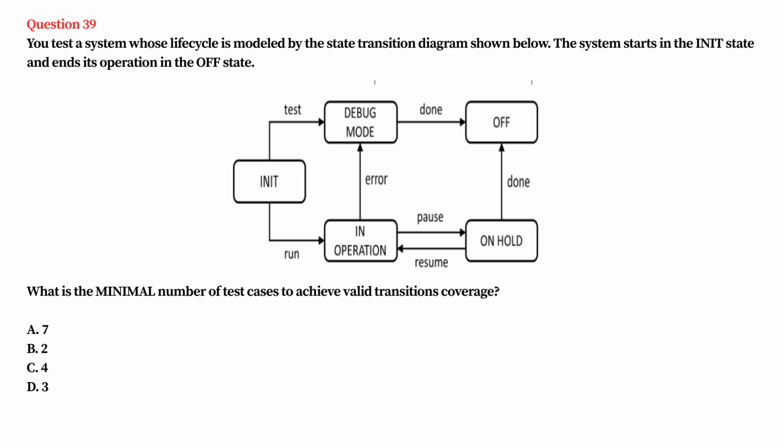Test and error transitions cannot occur in one test case, neither can both done transitions. This means we need at least 3 test cases to achieve transition coverage. For example, TC1: test, done. TC2: run, error, done. TC3: run, pause, resume, pause, done.